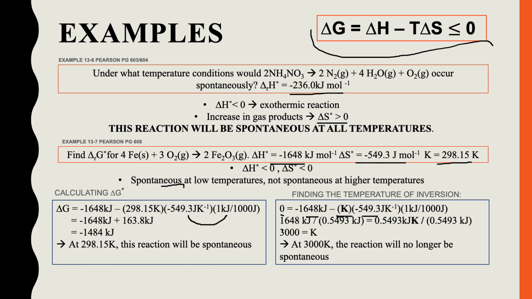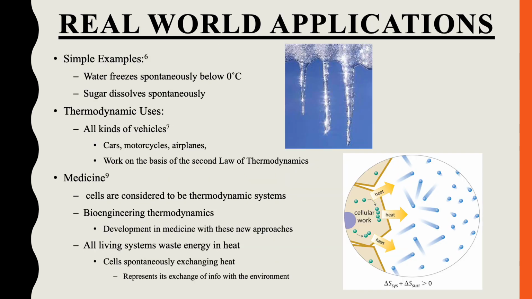And so with that, we get a final value of 3,000 for K, and so we know that at 3,000 degrees Kelvin, this reaction will no longer be spontaneous, and at any temperature above this, it will become a non-spontaneous process.